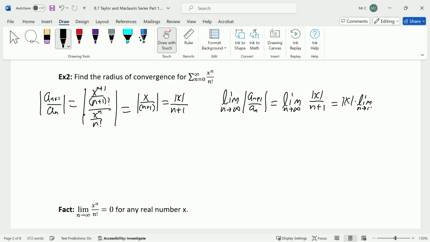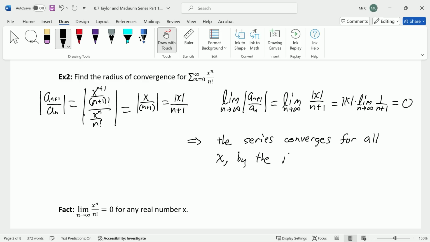So we've done quite a few of these, so just going a little bit quickly there. That limit is 0, so this whole thing is 0. And this implies the series converges for all x, by the ratio test.